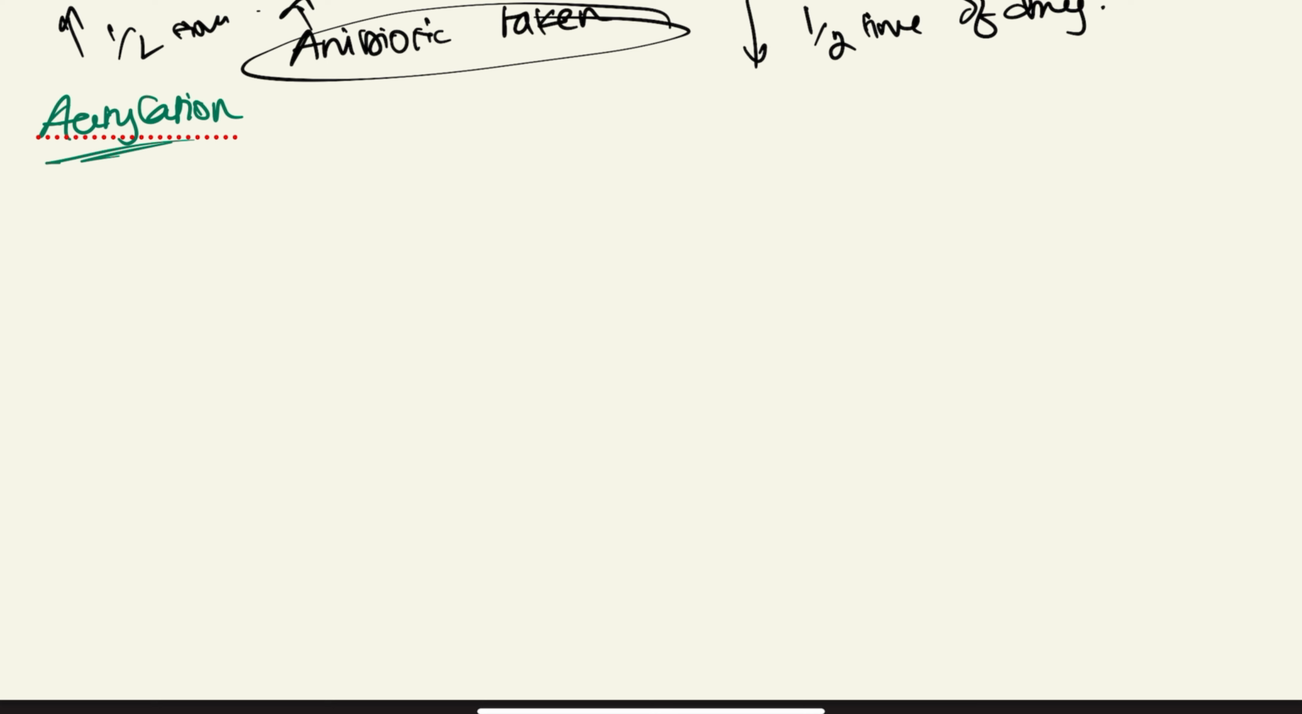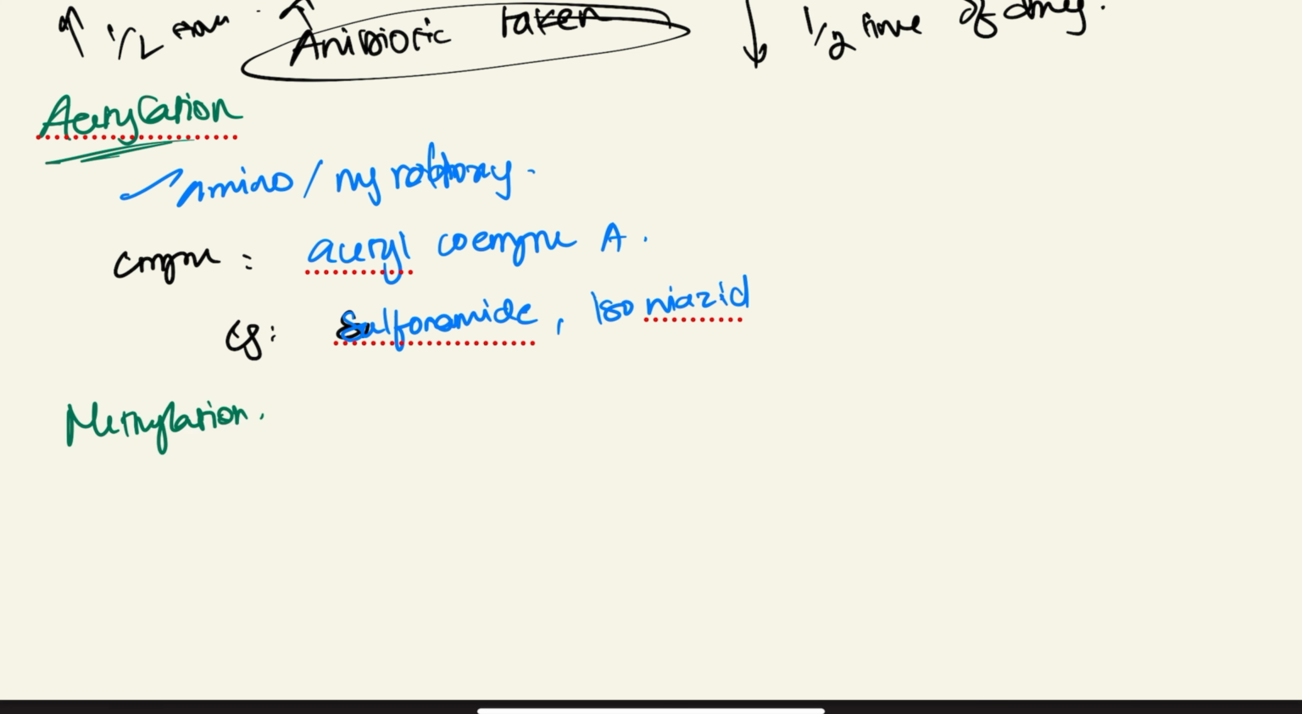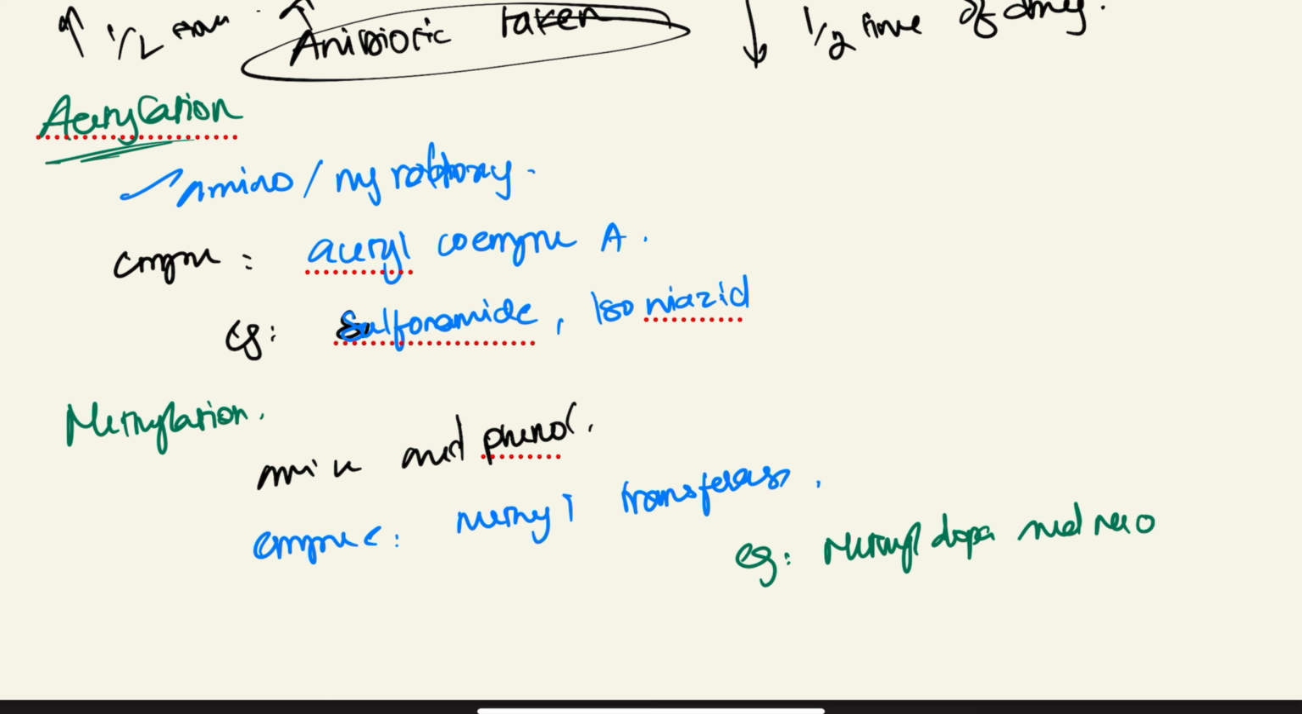Next comes acetylation. So what are the compounds which undergo acetylation? The compounds which contain amino and hydrazine groups undergo acetylation using the enzyme acetyl coenzyme A. Example, sulfonamide containing the amino group and isoniazid which contains the hydrazine group. Next comes methylation. The compounds which contain amines and phenols undergo methylation. Example, methyldopa and mercaptopurine. The enzyme used is methyl transferases.